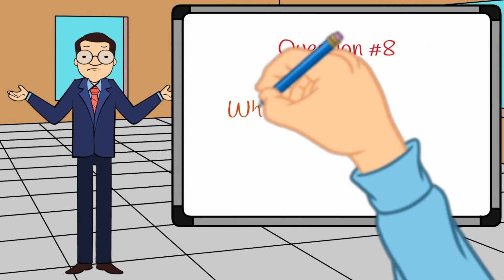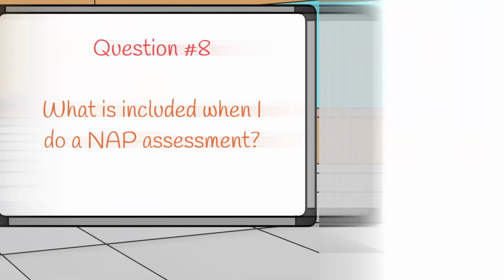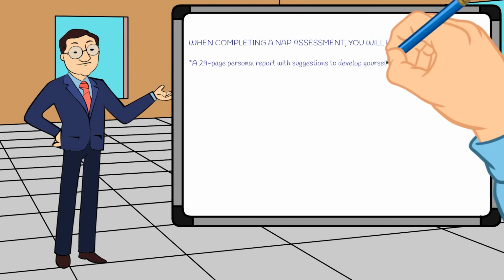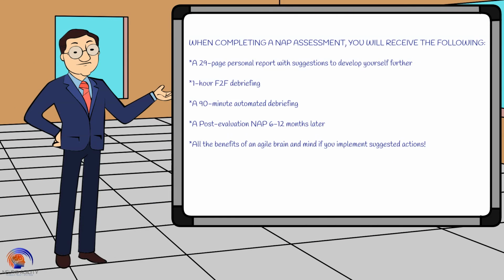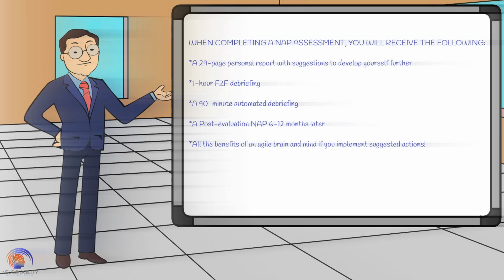Question 8. What will I receive? When completing a NAP assessment, you will receive the following: a 29-page personal report with suggestions to develop yourself further. A 1-hour face-to-face debriefing. A 90-minute automated debriefing. Post-evaluation NAP assessment 6 to 12 months later. All the benefits of an agile brain and mind if you implement the suggested actions in your NAP report.